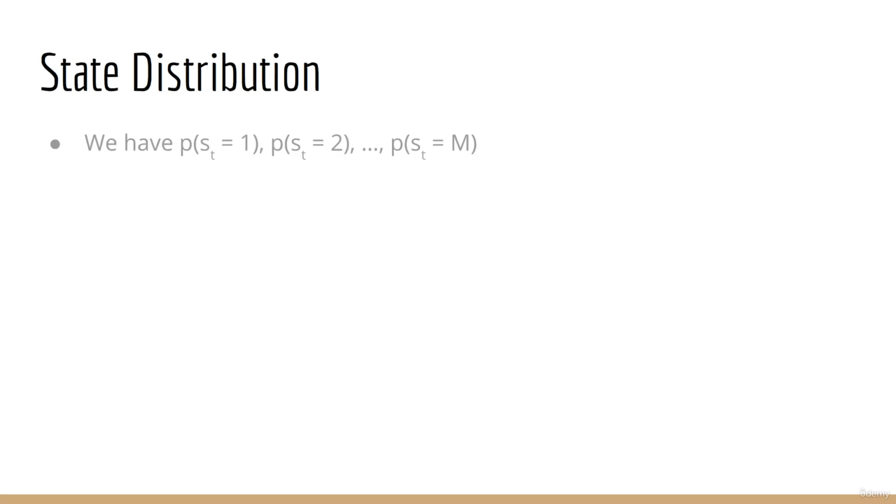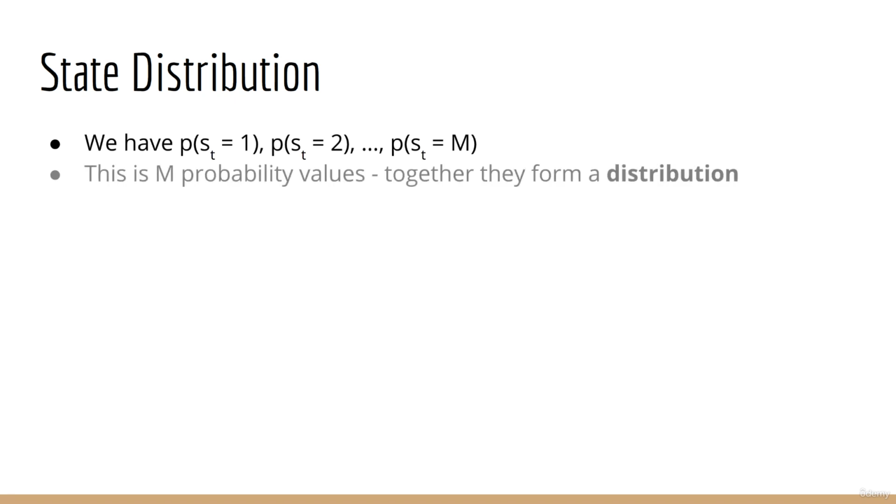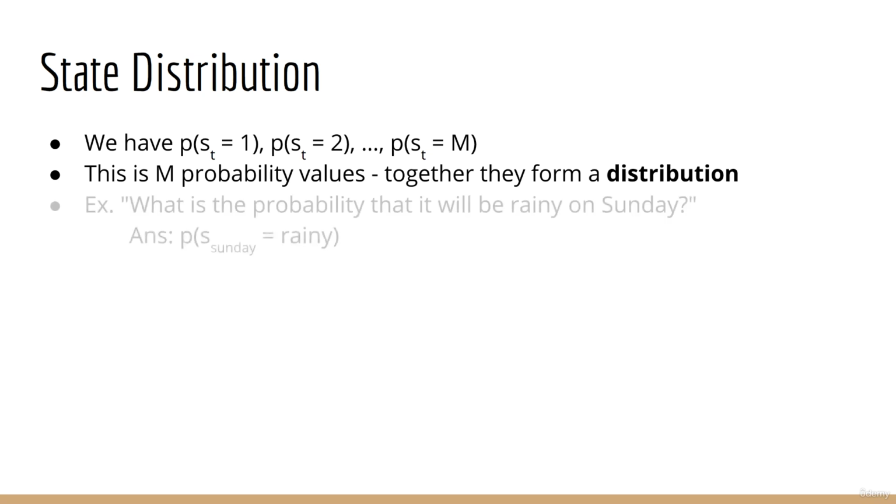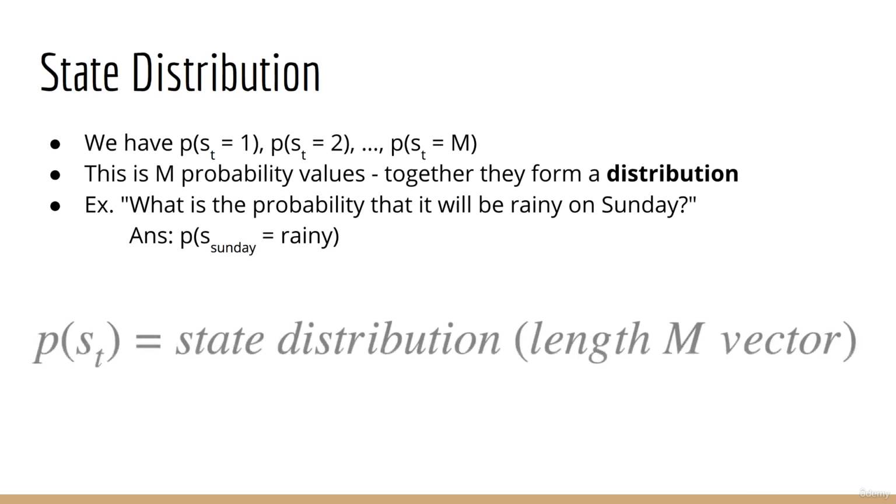Now, of course, we can have such a probability for all values of i from 1 up to m. This gives us m different probabilities, and together, they form a probability distribution. This distribution has a special name. We call it the state distribution. So for example, the state distribution would answer the question, what is the probability that the weather is rainy on Sunday? Note that as shorthand, we may simply write P of S of t to refer to this distribution.